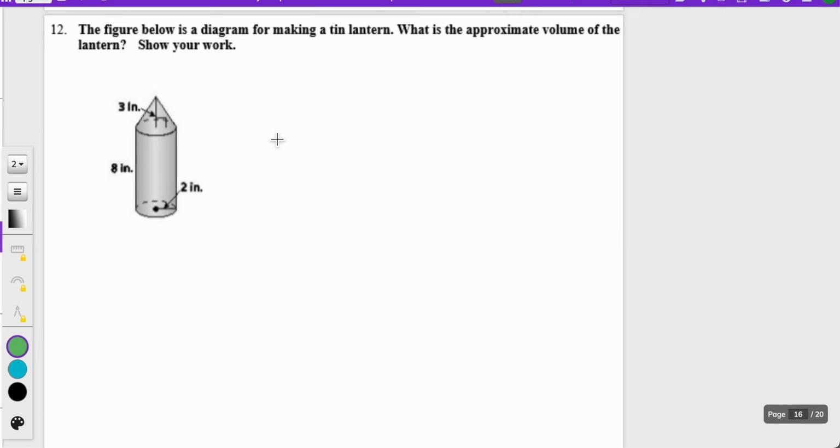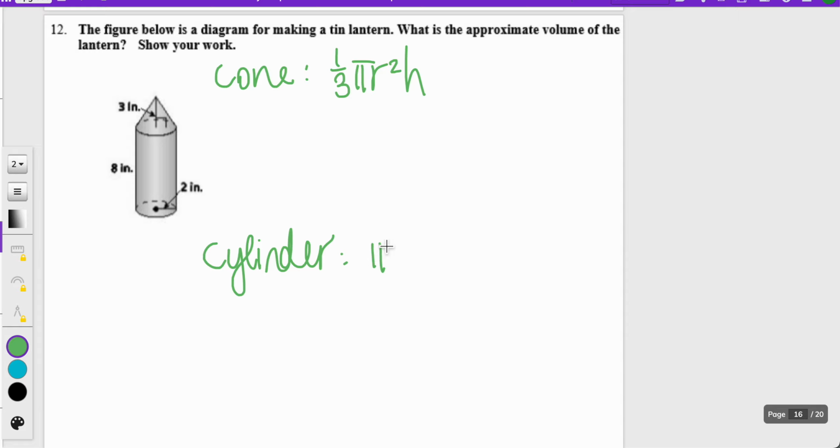Number 12 is a composite figure. So we have a cone on the top, and then we also have a cylinder. Okay, the cone can be found by doing 1/3 pi r squared times height. Cylinder can be found by doing pi r squared times height. So let's start with our cone. 3.14 times, my radius is 2, and then height is 3. Divide everything by 3. So 3.14 times 4 times 3 divided by 3 is 12.56.